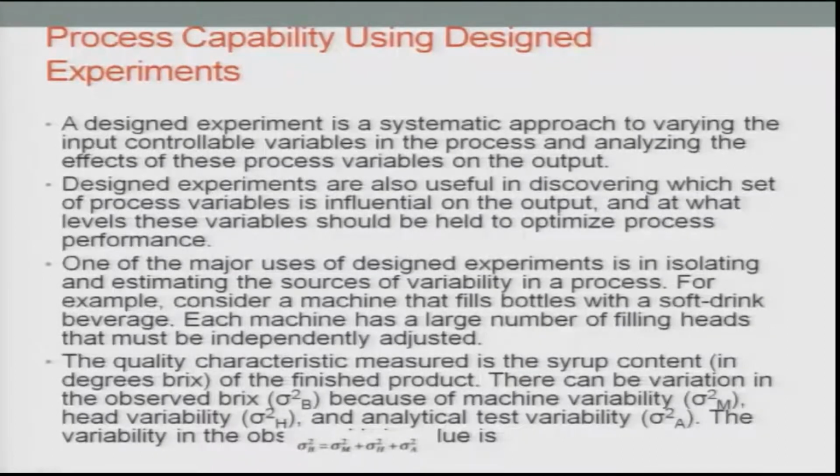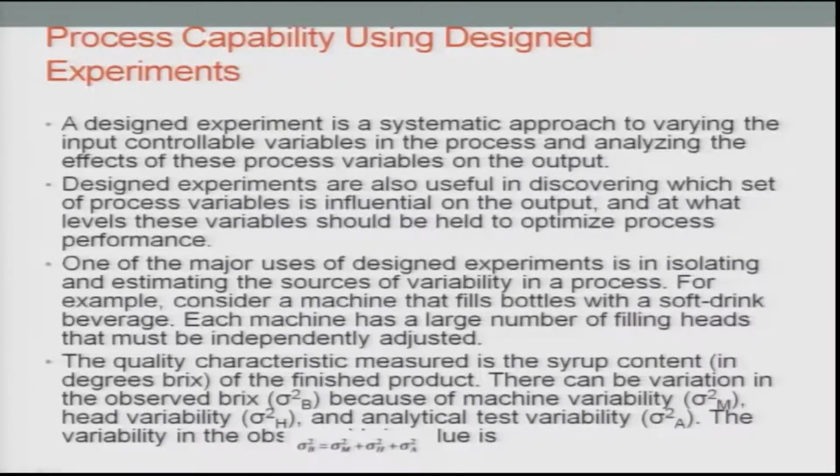Design of experiments is also useful in discovering which set of process variables is influential on the output and what levels these variables should be held at to optimize process performance. One of the major uses of design of experiments is to isolate the values and estimate the sources of variability in a process. For example, consider a machine that fills bottles with soft drink beverages. Each machine has a large number of filling heads that must be independently adjusted. The quality characteristic measured is the syrup content in the bottles of the finished product.